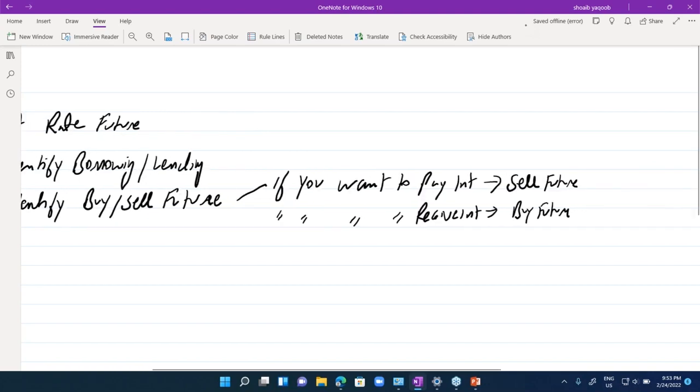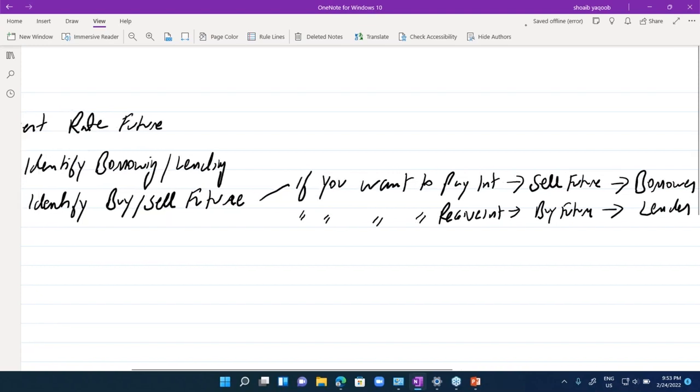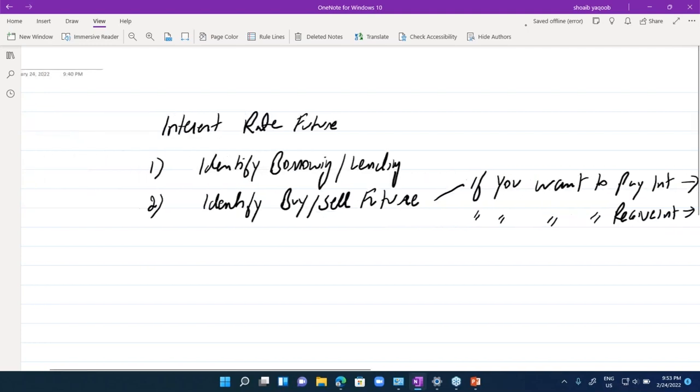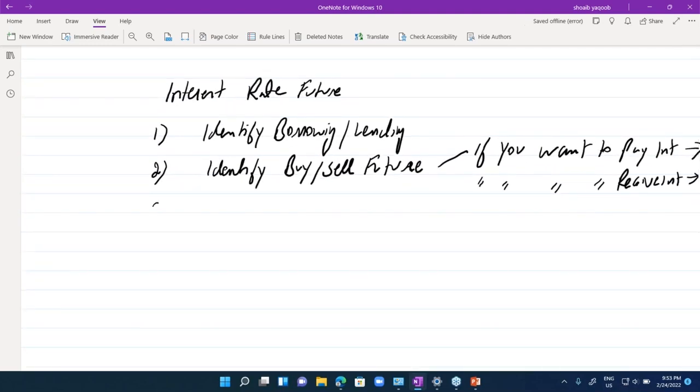And who is going to pay the interest? Borrower. Who is going to receive the interest? Lender. So if you want to pay interest, sell future. If you want to receive interest, buy future. Third step, settlement date.